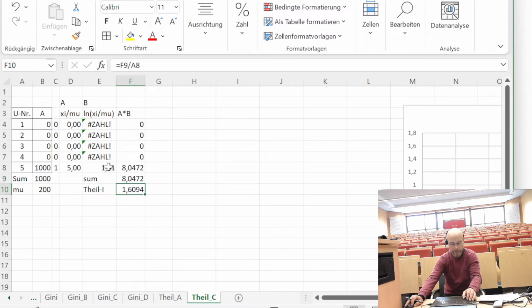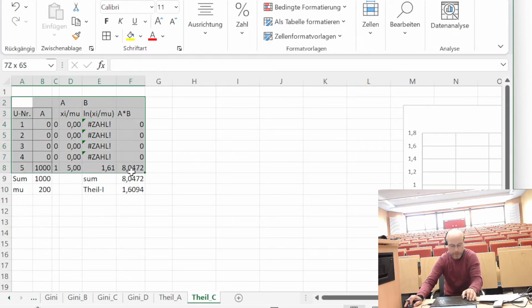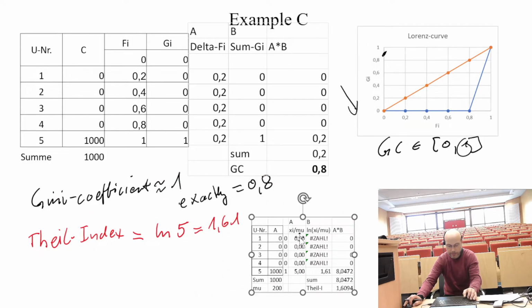Dividing by 5, we end up at the log of 5, 1.61 equals 1.61, and also put this into our slides that you have it here.